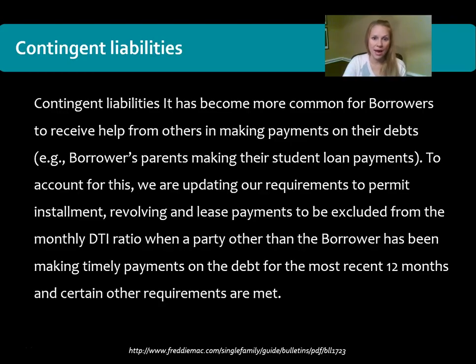Okay, so let's start by looking at the contingent liabilities. Basically, what this is stating is that Freddie Mac has opened up their guidelines so that if the borrower can show proof that someone other than them, such as a parent, can take over that payment in the new, revised guideline. So, for instance, if the borrower can prove that the parent has paid for the last 12 months on a revolving account, installment account, a lease account, or even a mortgage account, that monthly payment will be dropped from the borrower's DTI calculation.